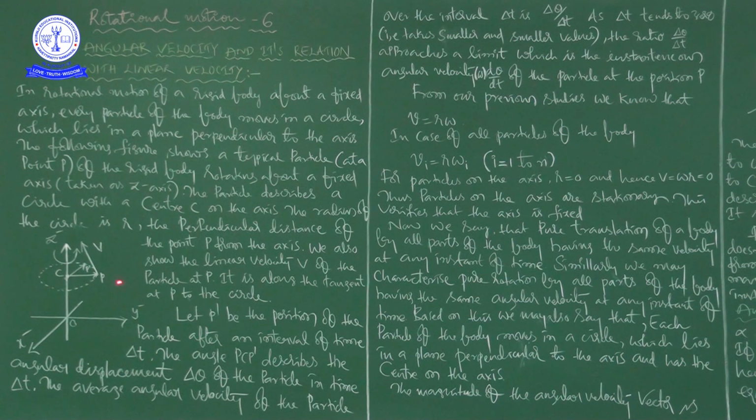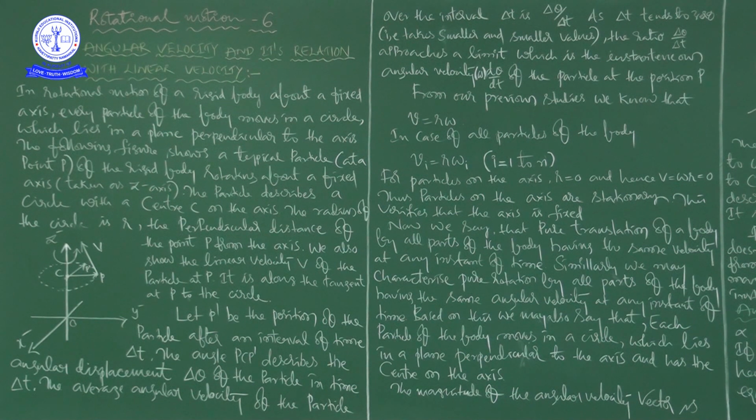And here the particle P moves in a circle of radius, this is the radius now, and C is the center on the axis. So this is the axis of rotation, and you have to imagine a rigid body here. On that rigid body, P is one of the particles. In a certain time interval, that is delta t, the particle moves from here to here.